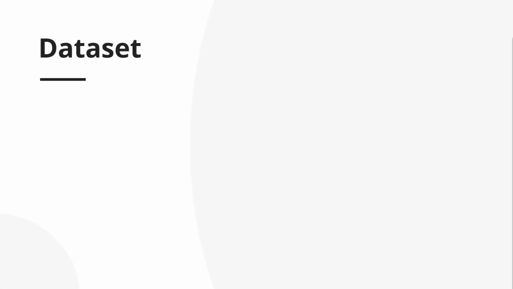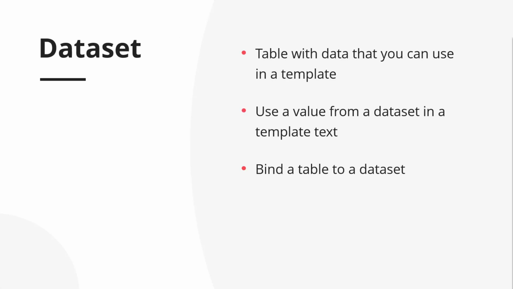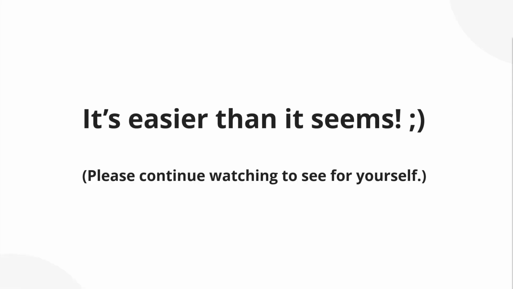So, let's go! What is a dataset and why may it be useful for you? A dataset is a table with data that you can use in a template. There are two ways to use a dataset. You can retrieve a value from it and paste it into your template text, or you may create a table in your template and bind it to a dataset so the table will be filled in with values from dataset rows you select. Yes, I know, for now this may sound complicated, but believe me, there is nothing difficult in a dataset as soon as you figure it out.